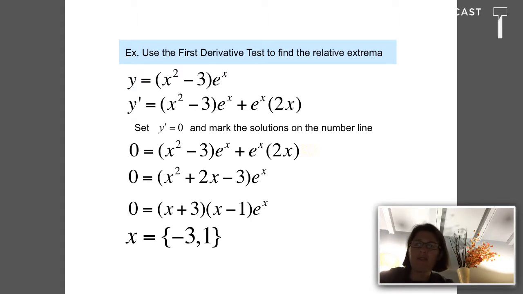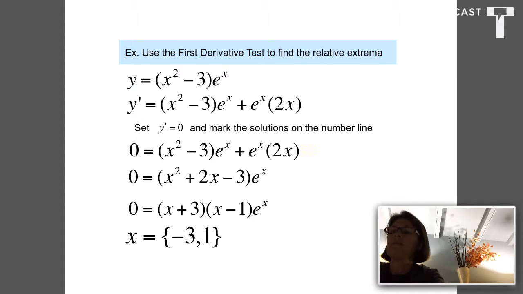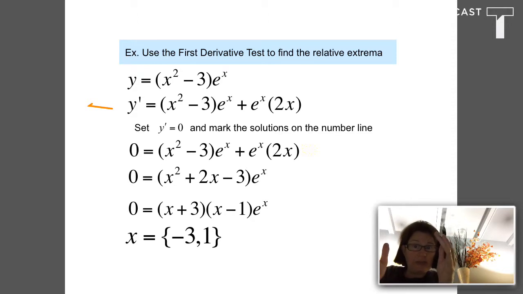So I'm going to start by taking the derivative. Don't forget to use the product rule. And now here's my y prime. I want to find out when y prime is 0 because those are the numbers I'm going to mark on the number line.